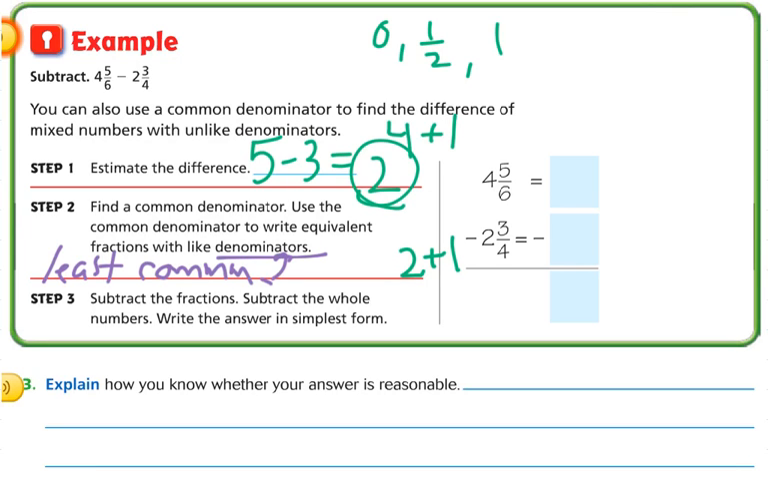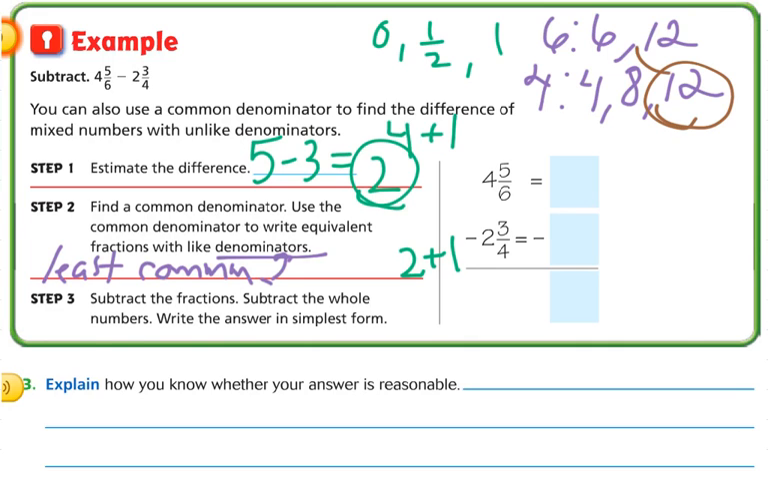So we're going to list our multiples of 6 and 4. So 6 times 1 is 6. 6 times 2 is 12. 4 times 1 is 4. 4 times 2 is 8. 4 times 3 is 12. Now, boys and girls, we see the least common multiple in both lists is 12. That means that our least common denominator is also going to be 12.